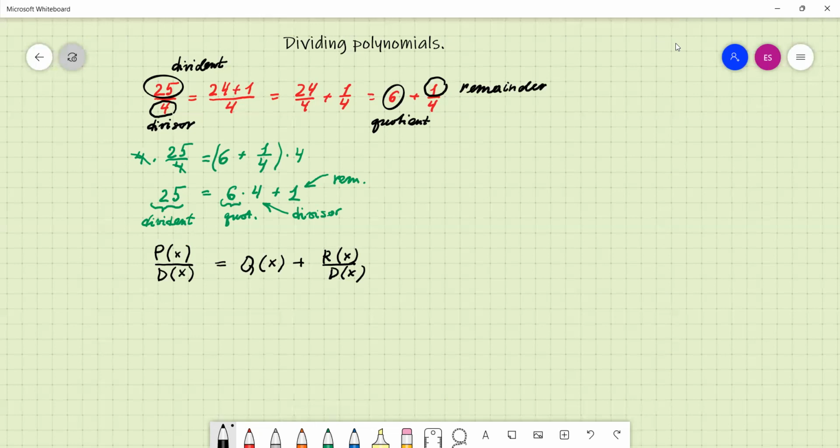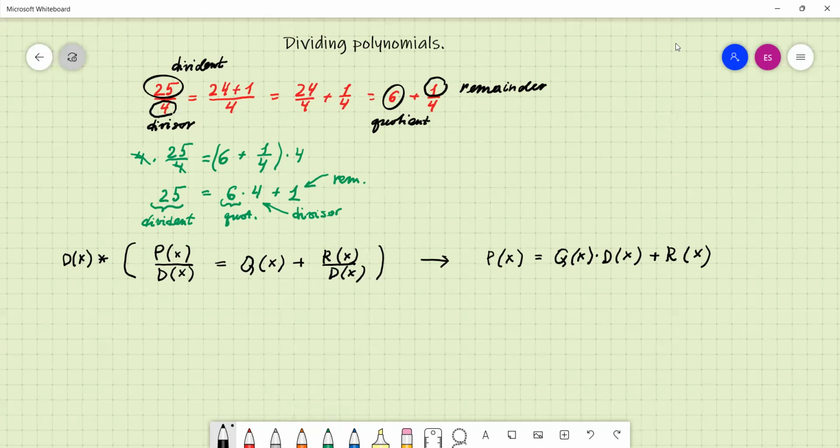Well, the same way, if we multiply this expression by d of x on both sides, we are going to get the expression p of x equals q of x times d of x plus r of x. Guys, sometimes we will use this shape of representation of division. Sometimes we are going to use it like a fraction. I'm going to usually tell you which way I want my answer.